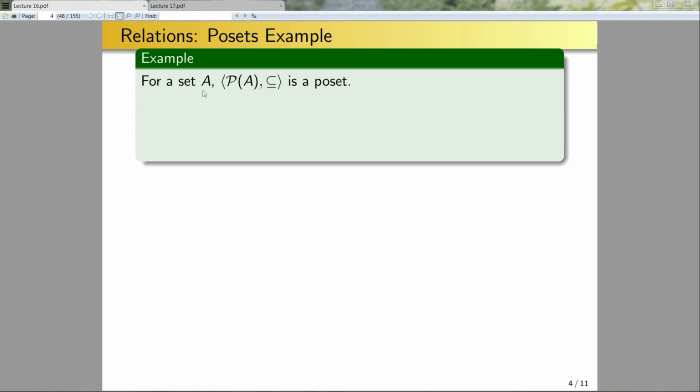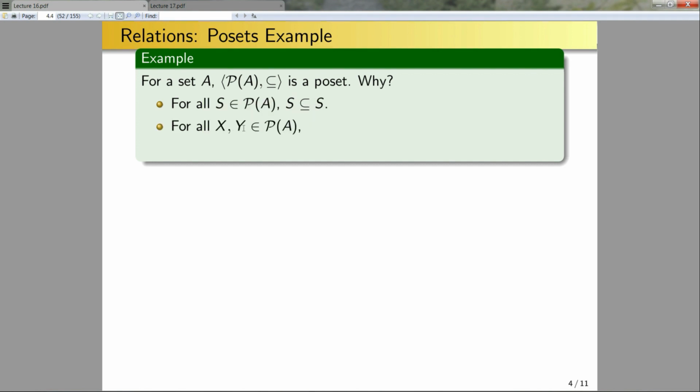If I am given a set A, then this collection of the power set of A with the operator subset of is a poset. Why would this be true? Well, for all x in the power set of A, trivially, x is a subset of x, therefore this is going to be reflexive. Further, for all x and y that are elements of the power set of A, if x is a subset of y and y is a subset of x, this implies that x and y are equal to each other. Thus, this will be anti-symmetric.